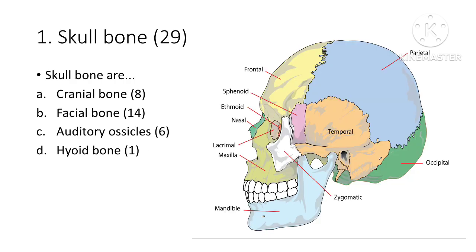The skull is composed of 29 bones, including the cranial bones, facial bones, ear ossicles, and hyoid bone. The cranial bones protect the brain, the facial bones provide support and structure for the face. The ear ossicles are responsible for transmitting sound vibrations from the eardrum to the inner ear, and the hyoid bone is located in the anterior neck, just below the mandible.